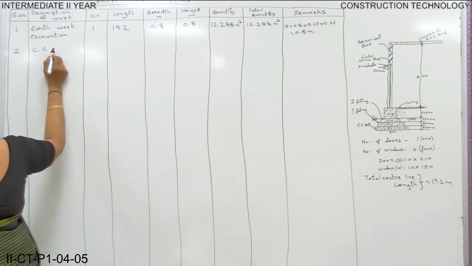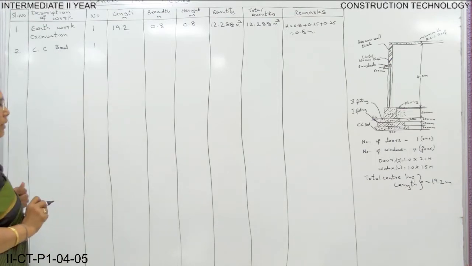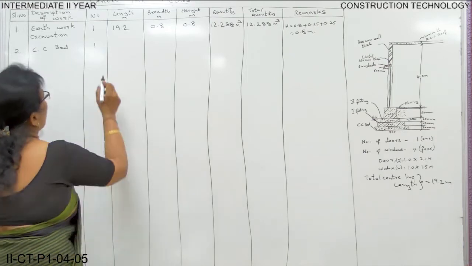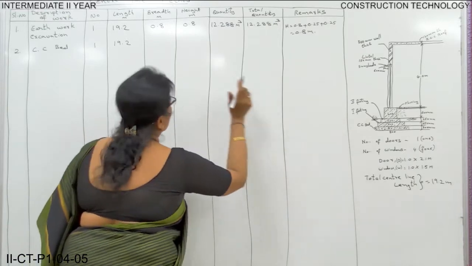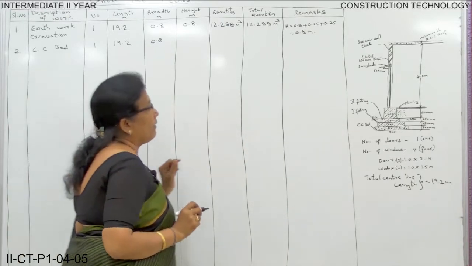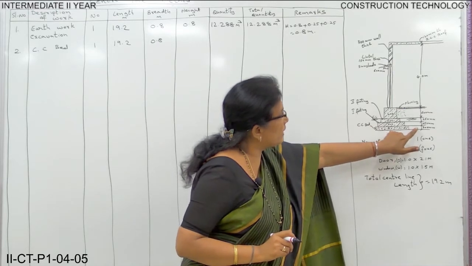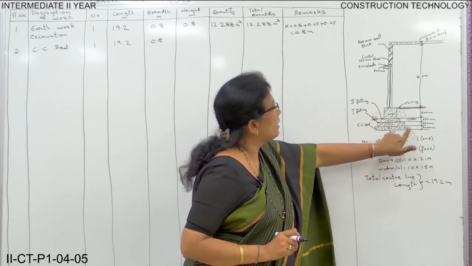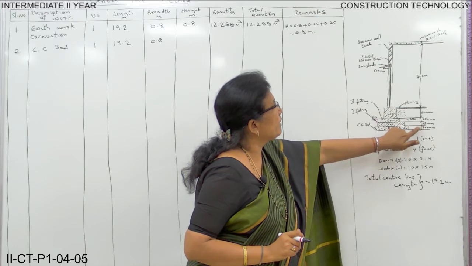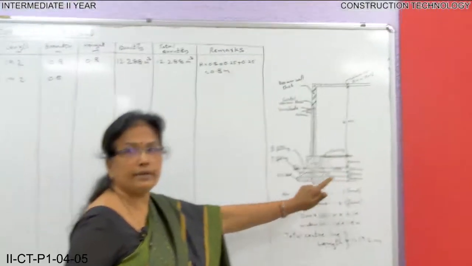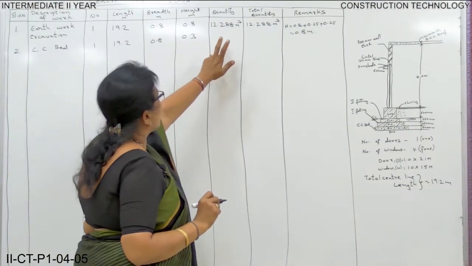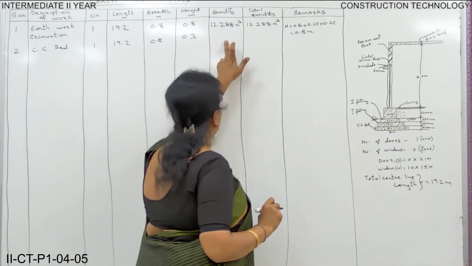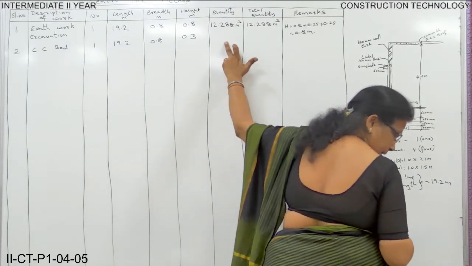Cement. CC means cement concrete bed in foundation. Number 1. Again, the length will be the same, 19.2 meters, and the breadth is again from the drawing, that is 0.8. And the depth, here you have to see the depth, this is CC bed concrete. Here it is 300 mm. When you convert that to meters, it is 0.3 meters. Multiply everything and write the quantity. Then you get the quantity of CC bed.